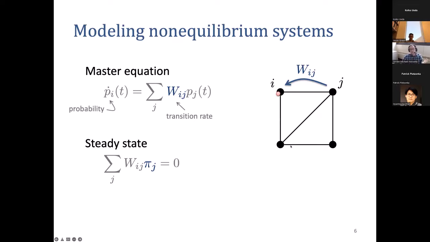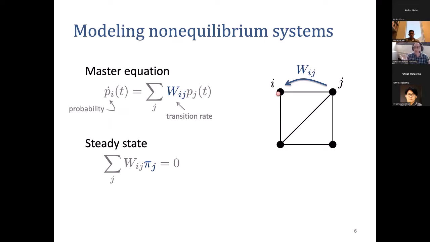In this context, the quantity of interest is the probability to be in state i at time t, and it evolves according to the master equation, where the rate of change depends on these transition rates, the probability per unit time to jump from state j to state i. I'm further going to assume that if I don't touch the system, it will relax into some sort of steady state, equilibrium or non-equilibrium, given as the time-independent solution of the master equation. I'm going to label that steady state with pi, okay?